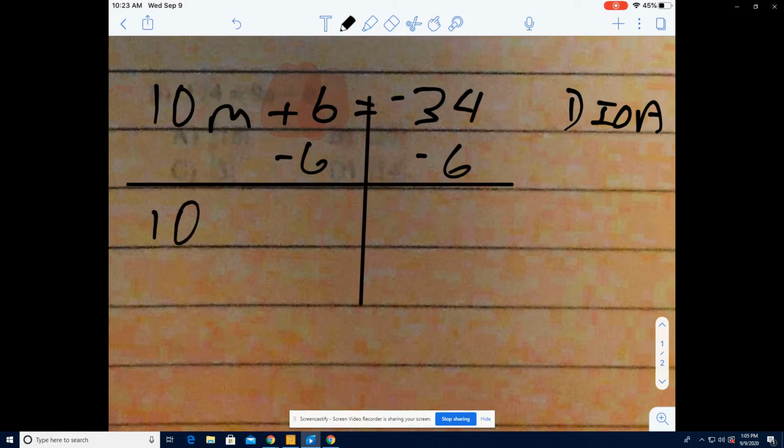10m is going to drop down. The 6's are going to cancel. -34 minus 6 is -40. Don't forget to bring down your equal sign. You can use Desmos calculator.